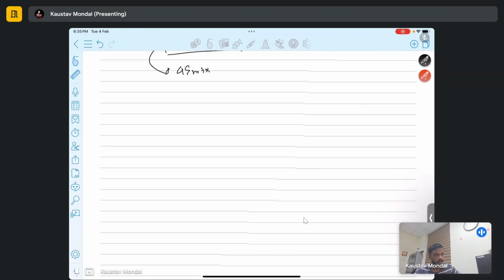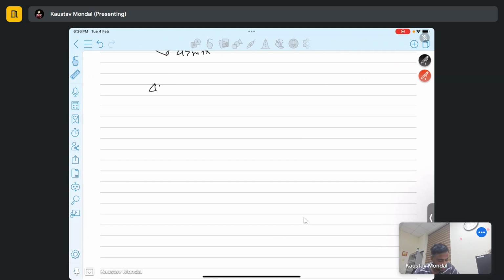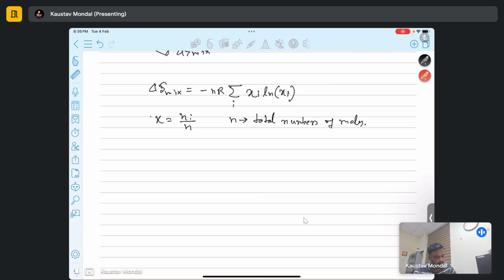Now I'll write this for the mole fraction. So delta S mix will be minus the summation over xi ln xi. Here xi is the fraction of the mole, xi is ni by n, where n is the total number of moles. This is the fraction of the ith gas in terms of moles.